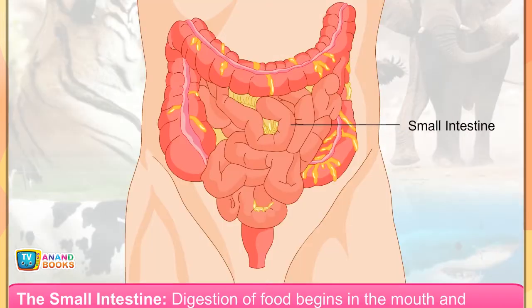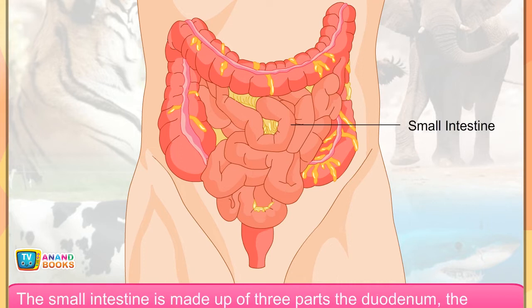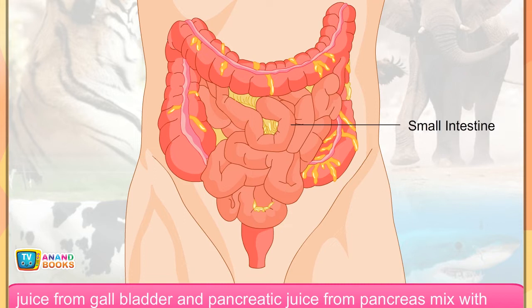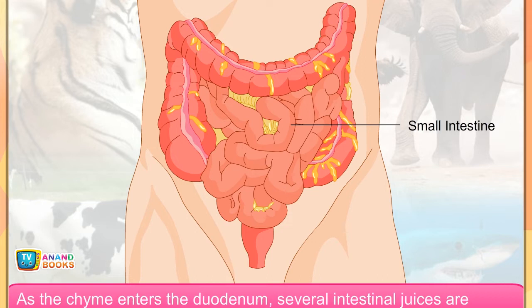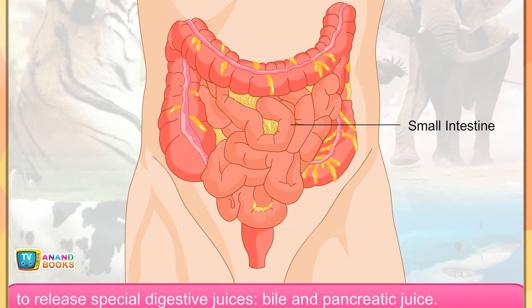The small intestine. Digestion of food begins in the mouth and ends in the small intestine. The small intestine is made up of three parts: the duodenum, the jejunum, and ileum. It is a long but highly coiled tube where the bile juice from gallbladder and pancreatic juice from pancreas mix with food. As the chyme enters the duodenum, several intestinal juices are released. These juices stimulate the gallbladder and pancreas to release special digestive juices, bile and pancreatic juice.